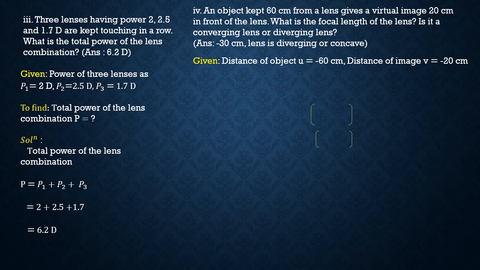Again, the distance of the image v is equal to minus 20. Nothing negative or positive is given, but we are taking it as minus 20 because it is mentioned here as a virtual image, correct? Virtual image means the image is on the left side only, and therefore you have to take it as minus 20. Okay.